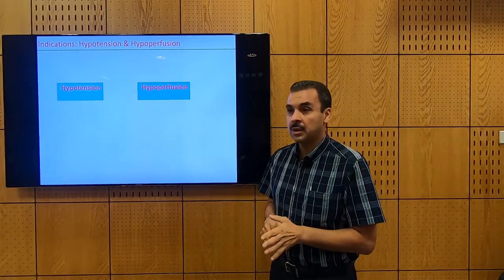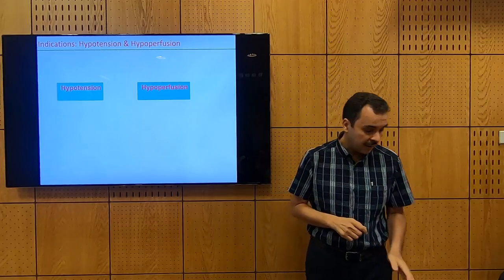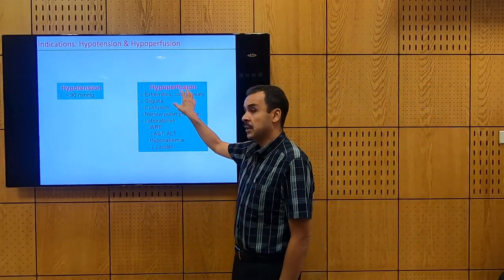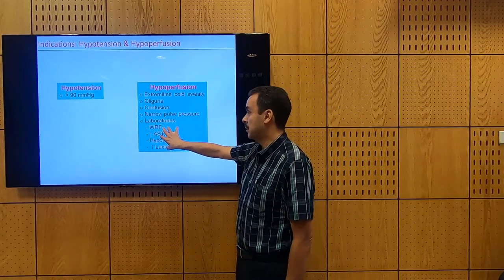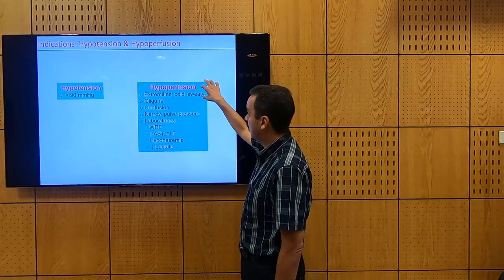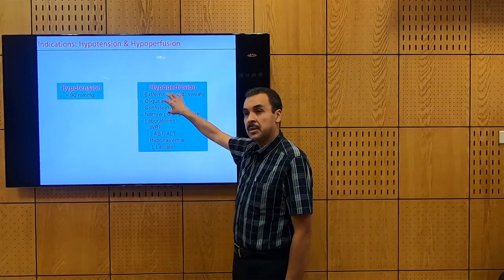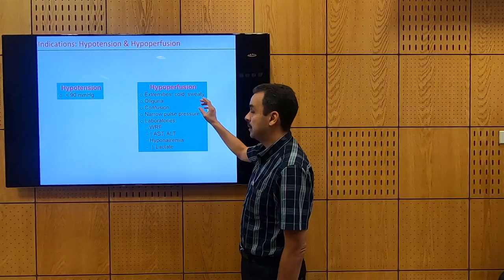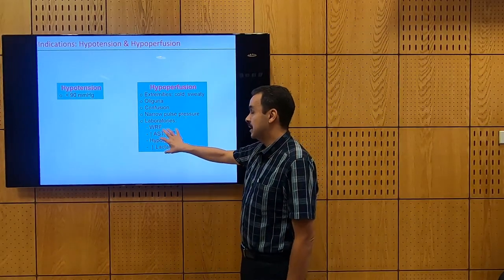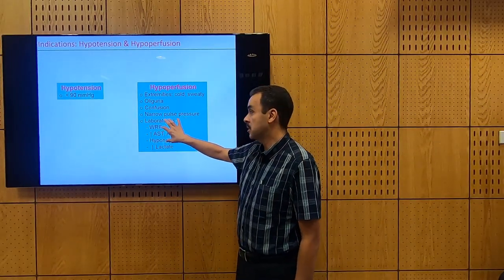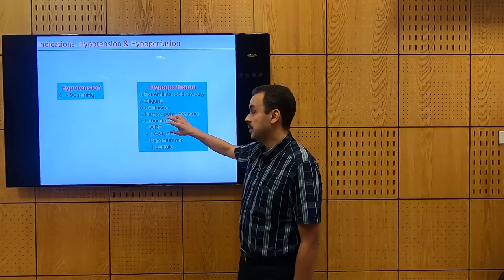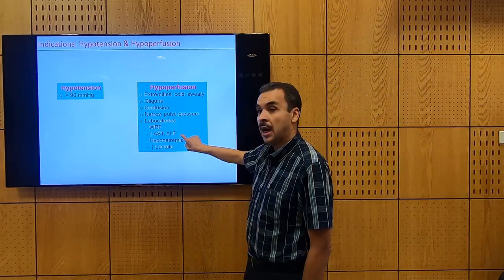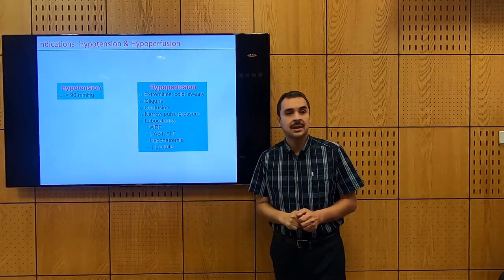So we rely on hypoperfusion. And how do we define hypoperfusion? We have a list that includes clinical criteria and laboratory criteria. Clinically: cold, sweaty skin, diminished urine output, disturbed mental status, and narrow pulse pressure. At the level of laboratory, we can have worsening of renal function, elevations of the liver transaminases due to hepatic hypoperfusion, hyponatremia, and of course, increased lactate level.